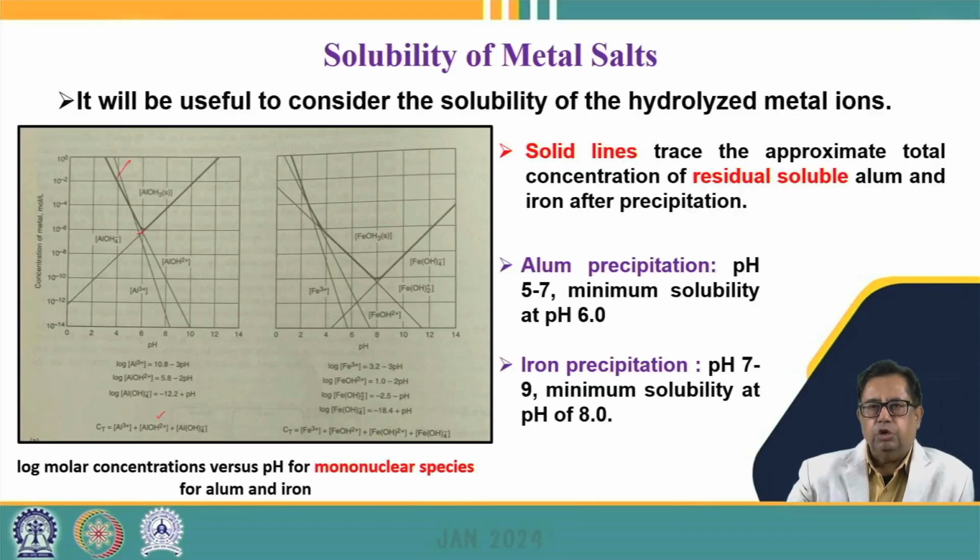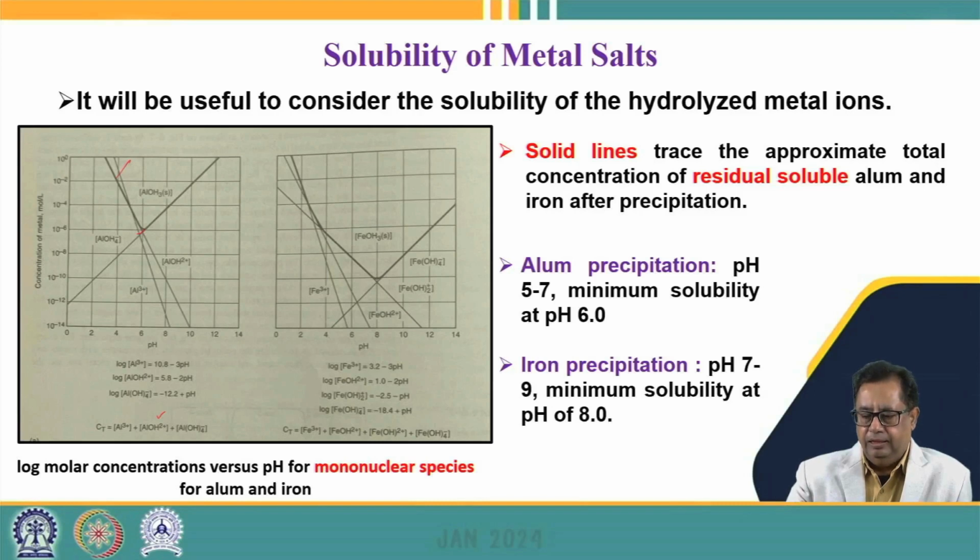So when we talk of the solubility of the metal salts, it will be very useful if we consider the solubility of the hydrolyzed metal ions, in the sense that the solubility of the hydrolyzed metal ions may decrease and it may be minimum at a certain pH value, and based on that we can decide what can be the optimum pH values at which the precipitation, or we can say the sweep coagulation of the colloidal particles may take place.